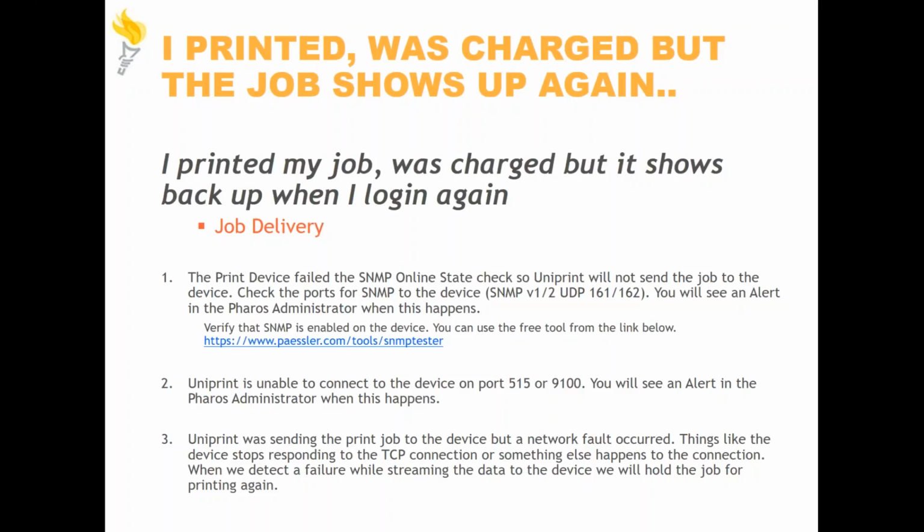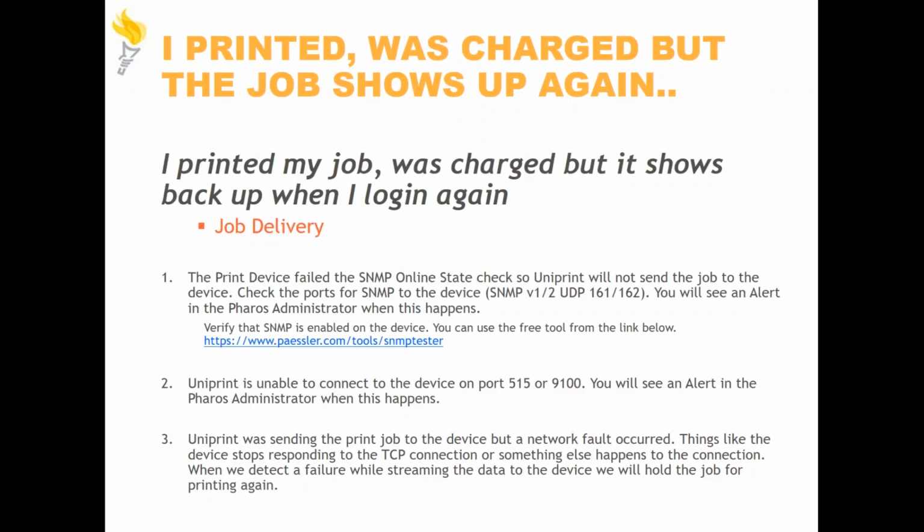So I printed my job. It showed up to the system. I was charged, but it shows back up when I log in. The print device then must have been successful with the online state check. If the online state check, the SNMP check, fails, then Uniprint will not make an attempt to connect to the printer. So it tells us two things.